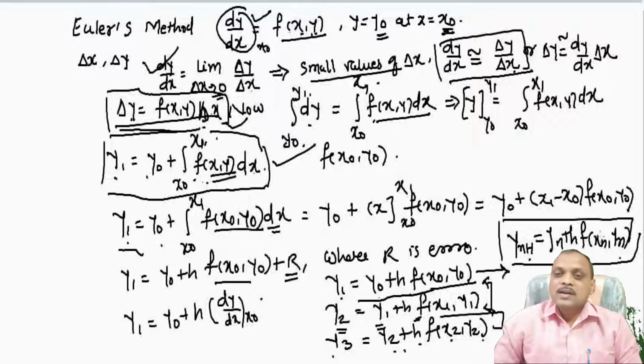Now this method has some drawbacks. When h is very small, this method is too slow, and when h is very large, this method is inaccurate. So these are the drawbacks of Euler's method.